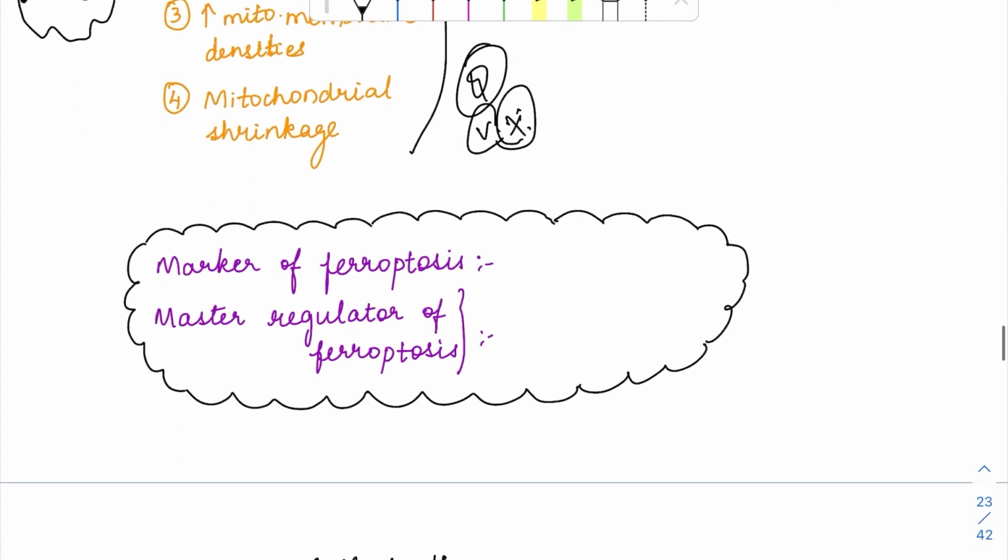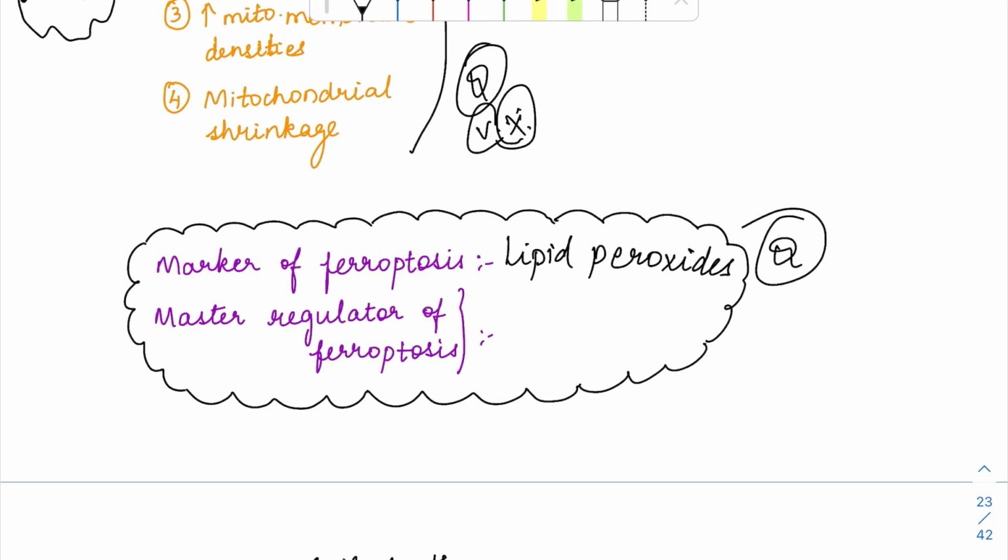So what is the marker of ferroptosis? It is going to be lipid peroxides. So lipid peroxides were the ones which were formed as a telltale sign of free radical injury, right? So they were formed in the membrane. So these lipid peroxides will form the marker of ferroptosis. So if you see an increased number of lipid peroxides, it means that ferroptosis is also going to happen. So that is how we identify it.